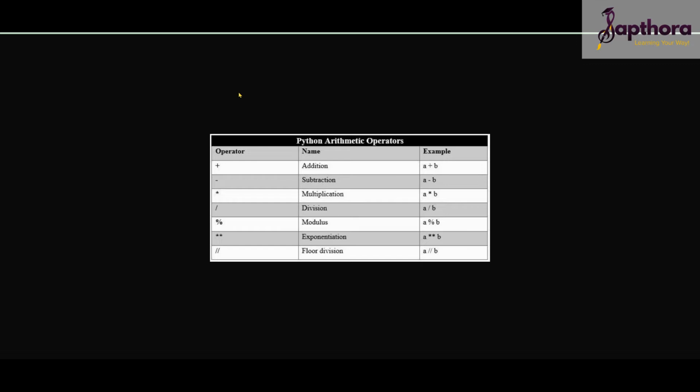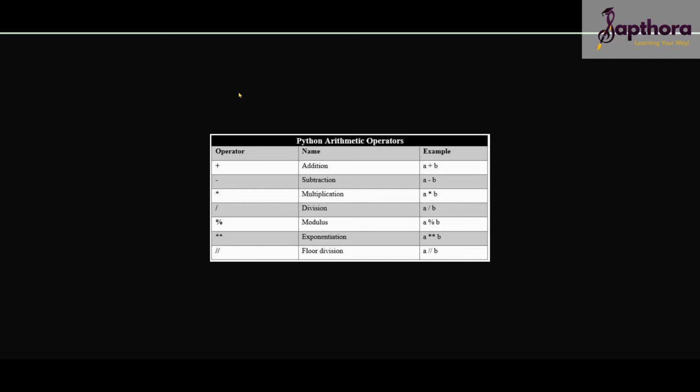So on the first go, let us learn about arithmetic operators. Arithmetic operators are your regular mathematics, basically. They consist of addition, subtraction, multiplication, division. Then there are a few more things called modulus, exponential, and floor division, etc. So let us go see one by one.